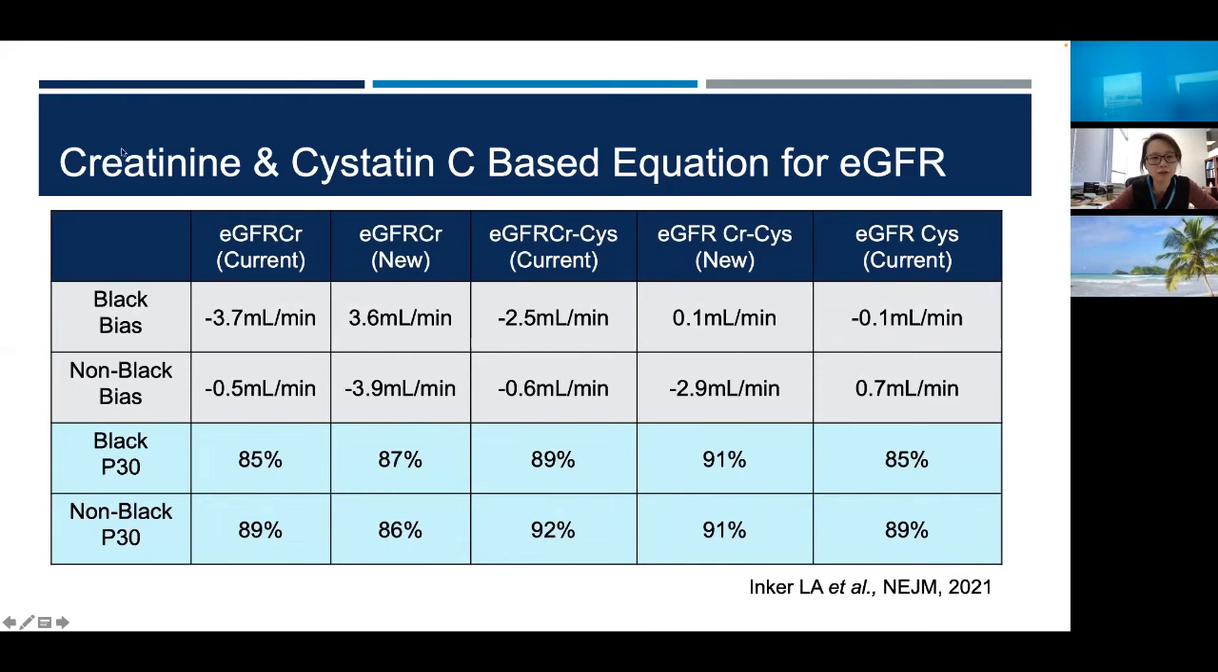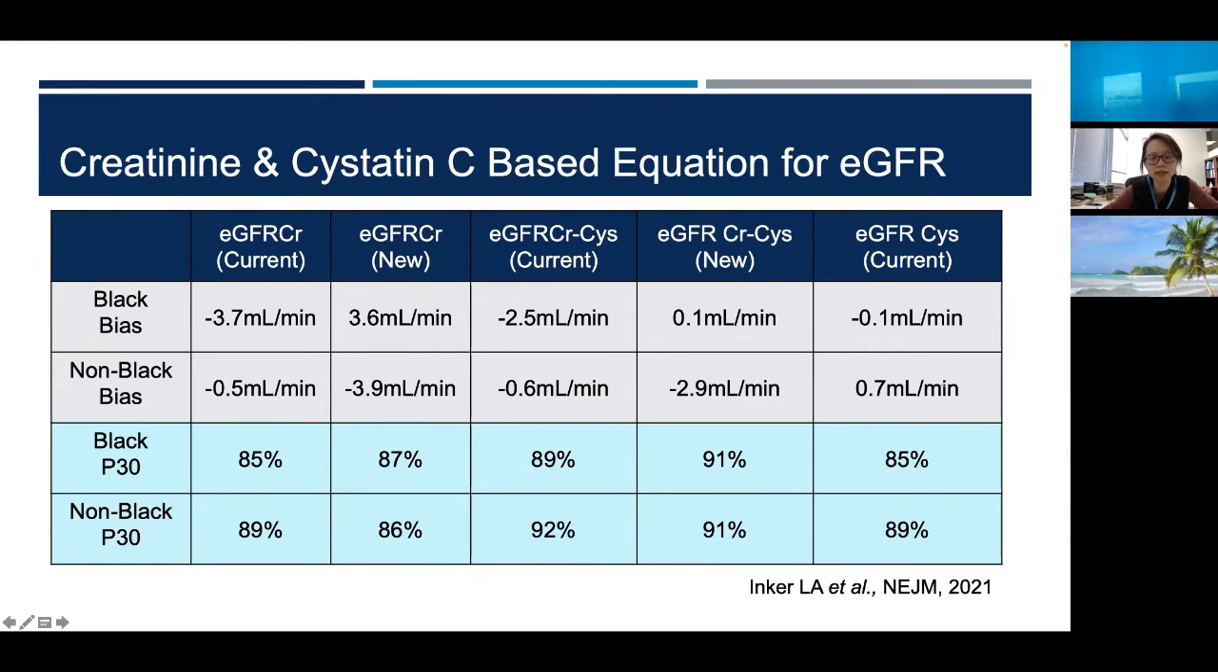And then what they found, so this table actually does not exist in the paper, but I made this table to simplify the study and also for better visualization. So the different columns are the different eGFR equations, current versus new, and also whether they use a combination of creatinine and cystatin C or just creatinine or cystatin C. And then the rows are the different patient groups, Black versus non-Black.